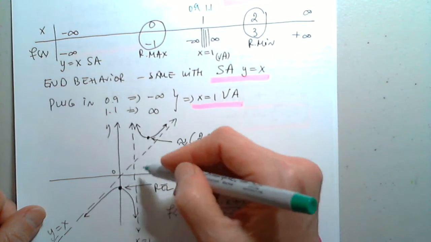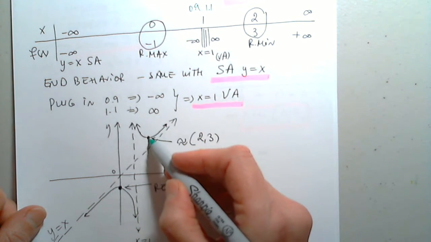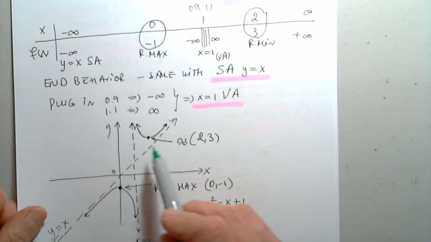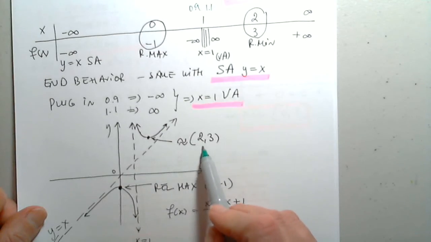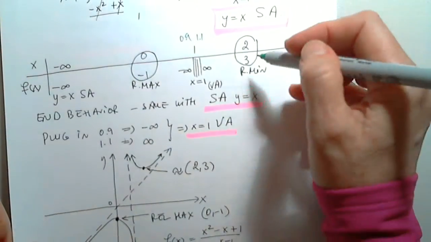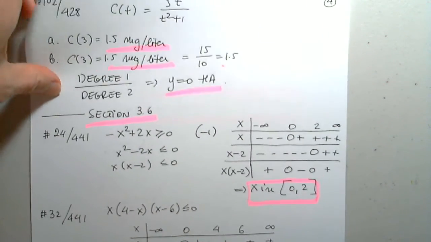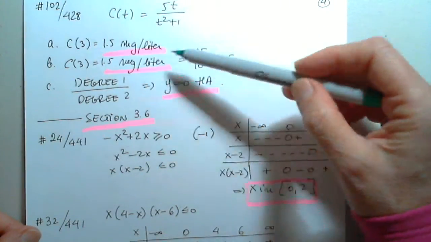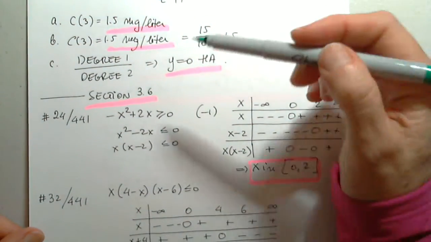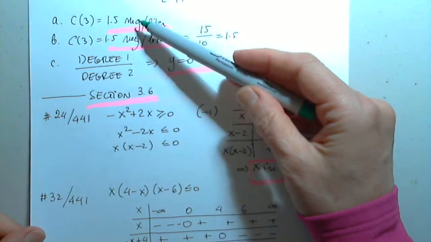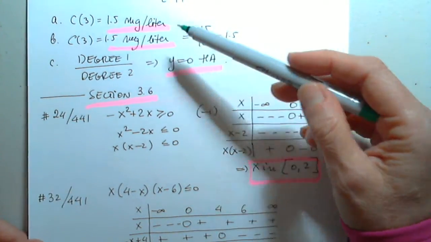Just enter a left bound and a right bound and then select, give me the max, the minimum, and you get this. You should always put them back in the table. Here we were given a graph and a function to evaluate from the graph. We did, so it was in both cases 1.5 milligrams per liter.